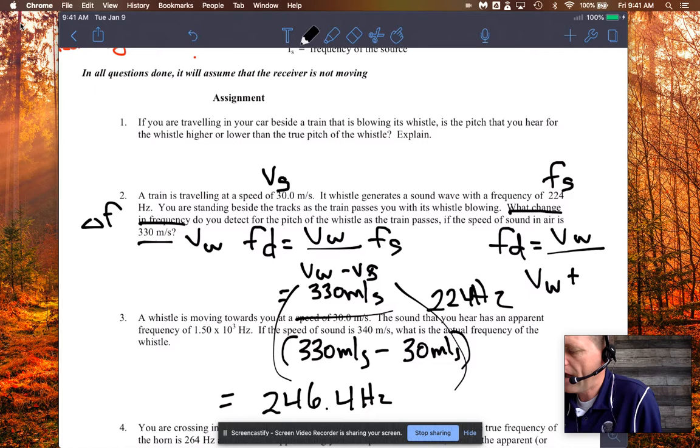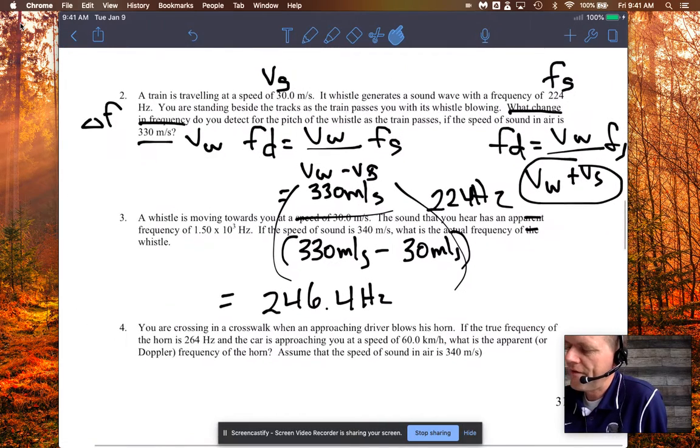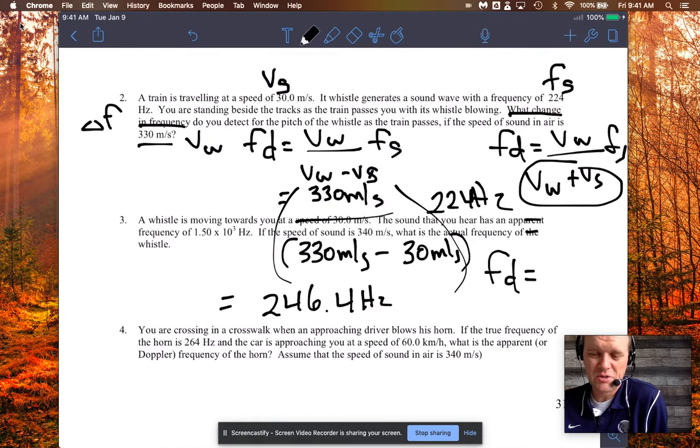Okay. Now, if I do the other one, I won't write it all, but you get the idea. Here we would have to add VS. So effectively I'm making the denominator bigger than the numerator, if you can follow that, so that my final Doppler frequency will be lower. Practically, when you do these, you should expect the numbers to be higher or lower depending on whether the source is moving towards you or away from you.